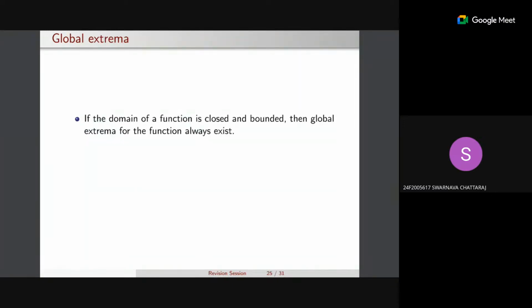So there's a small side note about global extrema, which just says that if the domain of a given function is closed and bounded, then global extrema for the function always exist. Closed and bounded is not formally defined here, but whatever you feel when you think of the words closed and bounded, you can just take it as that. And most of the time the questions will not be concerned with such things.